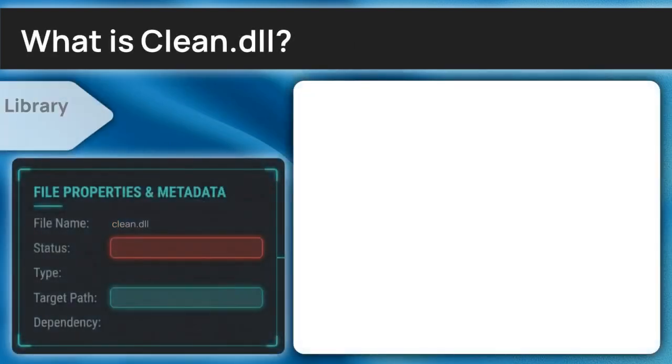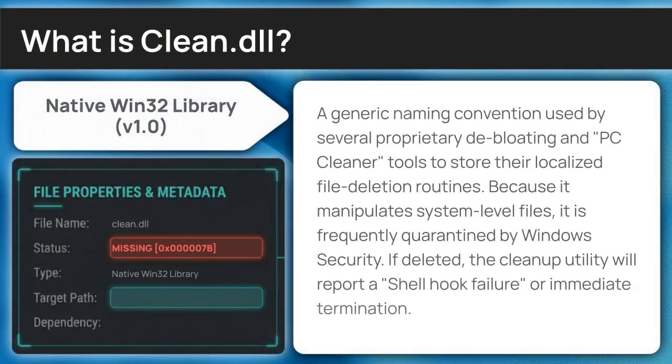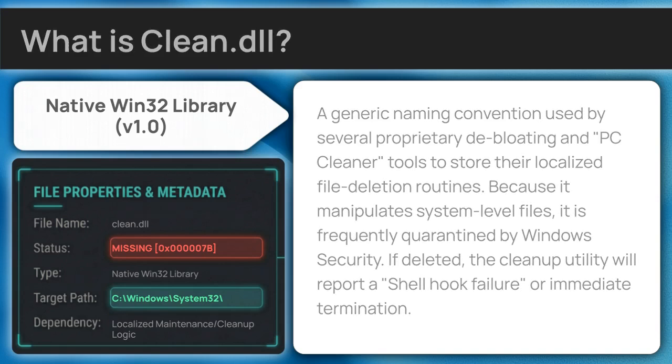This is the Clean Library, a generic naming convention used by several proprietary debloating and PC cleaner tools to store their localized file deletion routines. Because it manipulates system-level files, it is frequently quarantined by Windows security. If deleted, the cleanup utility will report a shell hook failure or immediate termination. Since we've covered what this file is, let's move to the primary fix.